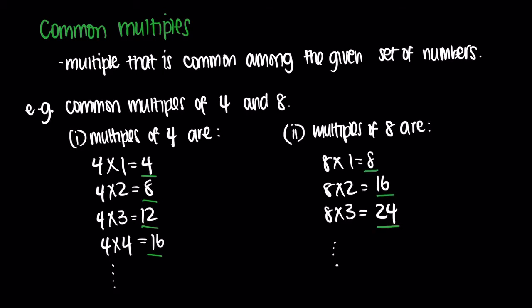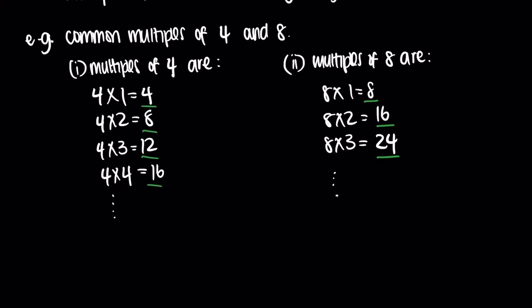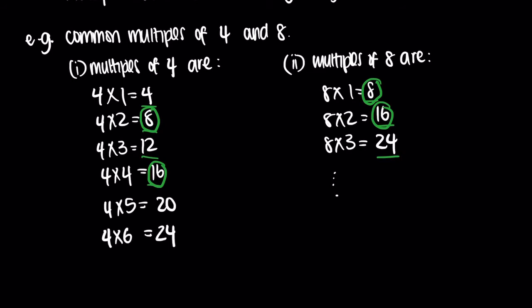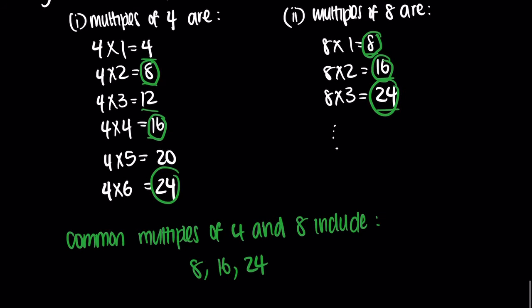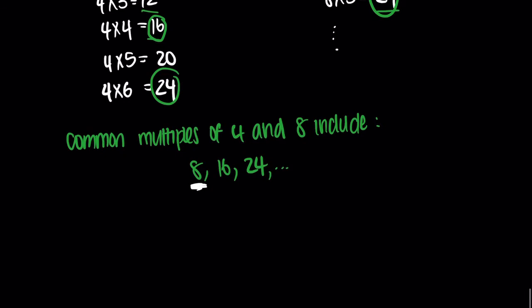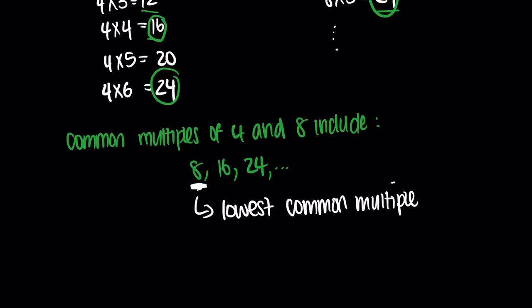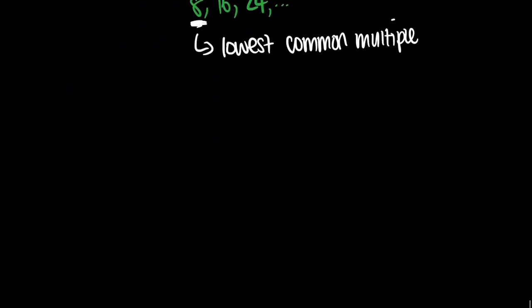Upon examining the multiples of 4 and 8, we see that the common multiples of 4 and 8 are 8, 16, and if we extend the multiples of 4 a bit with 4 multiplied by 5, which is 20, and 4 multiplied by 6, we see that 24 is another common multiple between 4 and 8. Now, the 8 in this case is the smallest of all the common multiples of 4 and 8. And this is called the lowest common multiple, or LCM, which is a very special term in math.